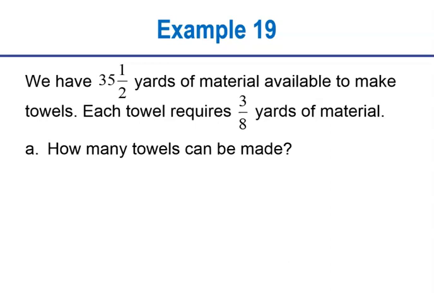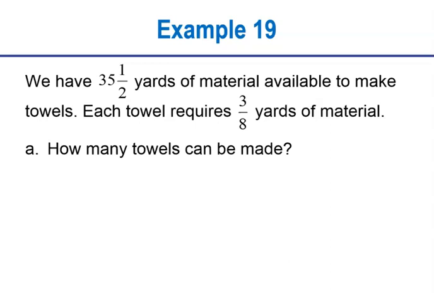We have 35.5 yards of material available to make towels. Each towel requires 3/8 yards of material. How many towels can be made? So process that for a minute. What should we do? Well, we've got 35.5 yards and it takes 3/8 for each one.